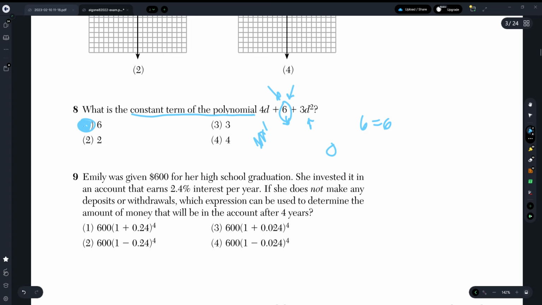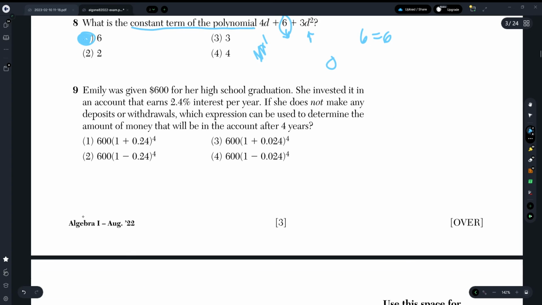6 always remains the same. That's why it's called a constant term. Number 9 says that Emily was given $600 for her high school graduation. She invested it in an account that earns, and this is the important part, 2.4% interest per year. If she does not make any deposits or withdrawals, which expression can be used to determine the amount of money that will be in the account after 4 years?